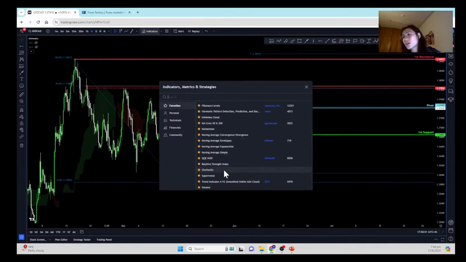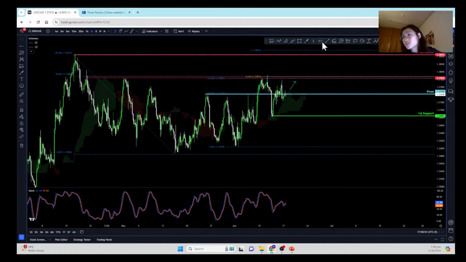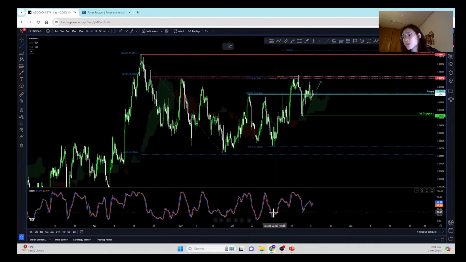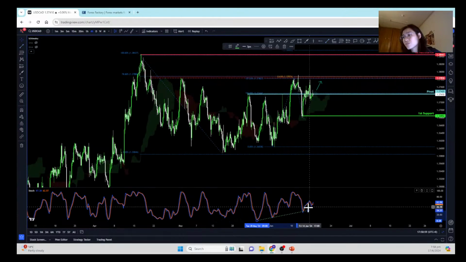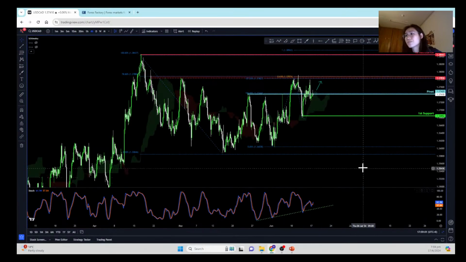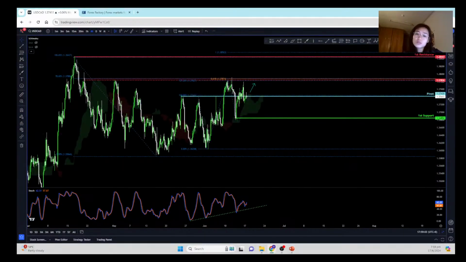So I'm just gonna KIV both of these. And for our stochastic, we have prices moving in this ascending trend line. Okay, so it also supports our bullish analysis. Okay, we have a request for dollar franc, so let's take a look at that.